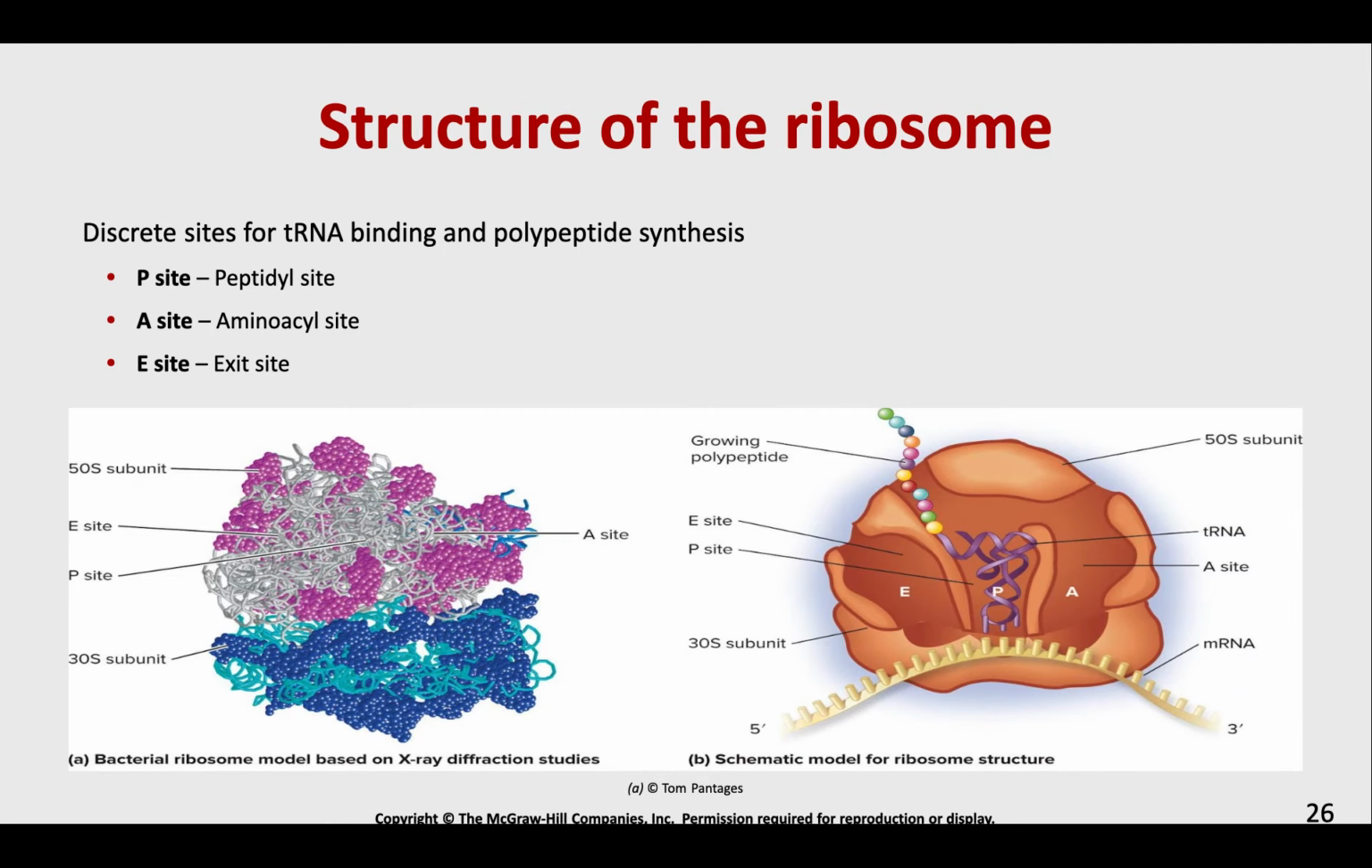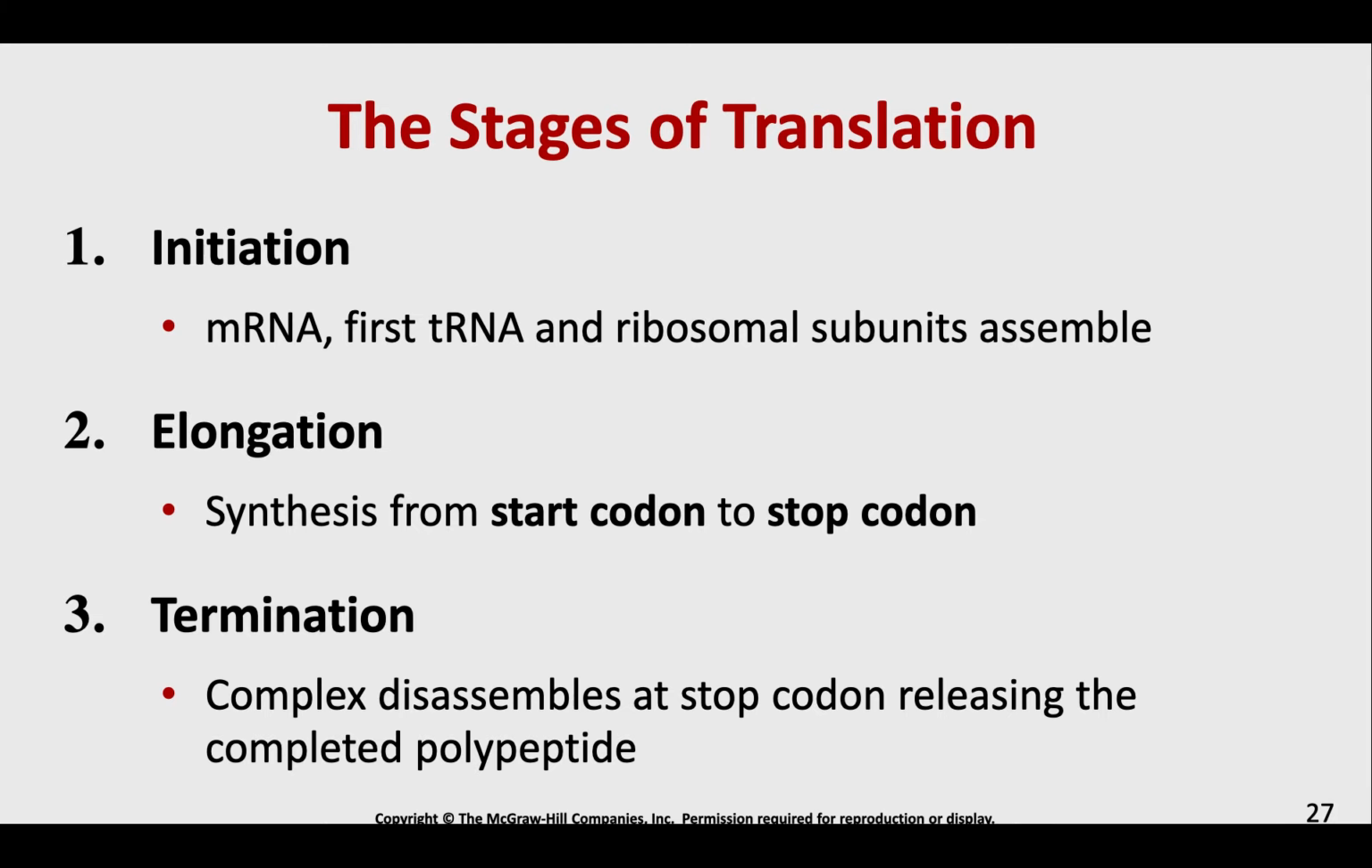All right, so I mentioned the structure of the ribosome. We have a large subunit and a small subunit. But we also have these distinct sites within the ribosome. We have our P site, we have our aminoacyl site, and we have our E site, or the exit site. And we're going to see how this works with the tRNA molecules to create a protein.